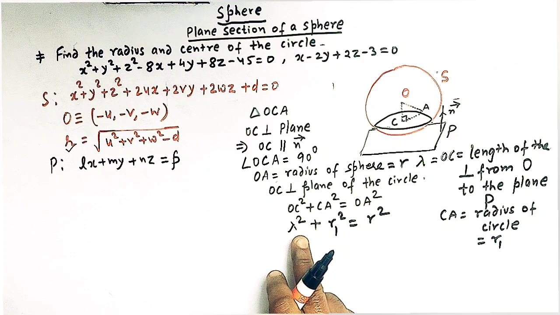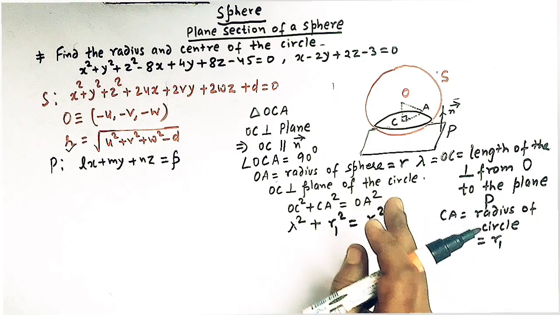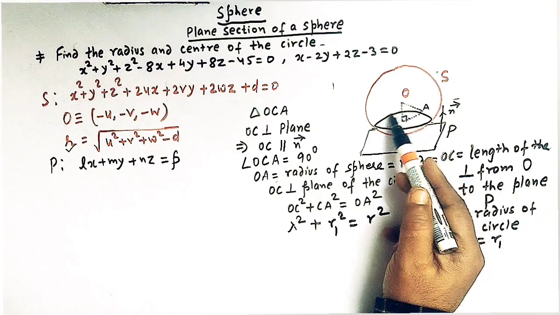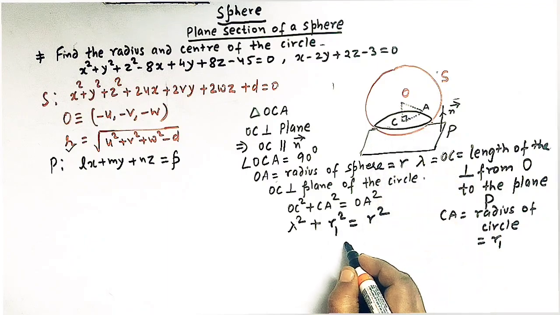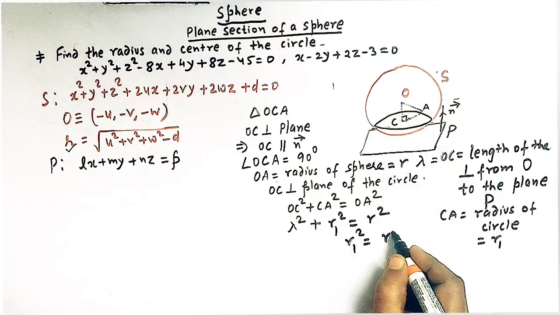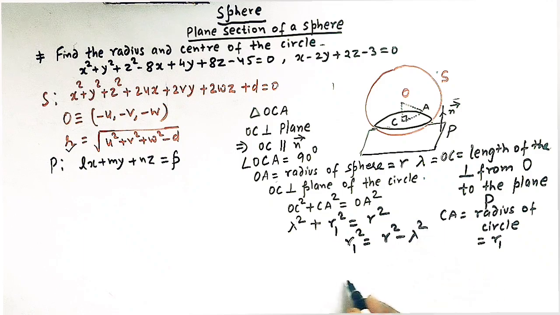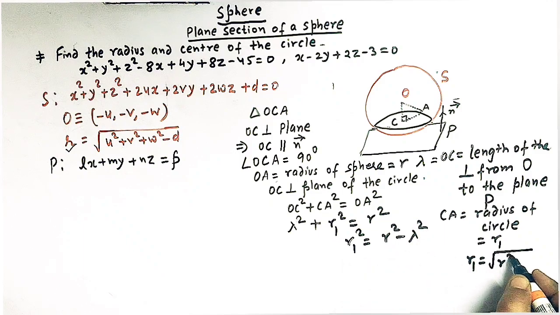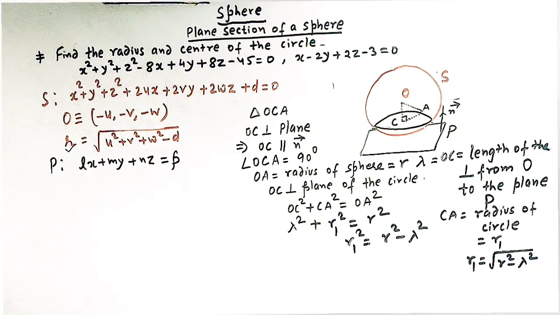So from this equation we can easily find out the radius of the circle, that is R1. R1 square is equal to R square minus lambda square. So R1 is equal to square root of R square minus lambda square.